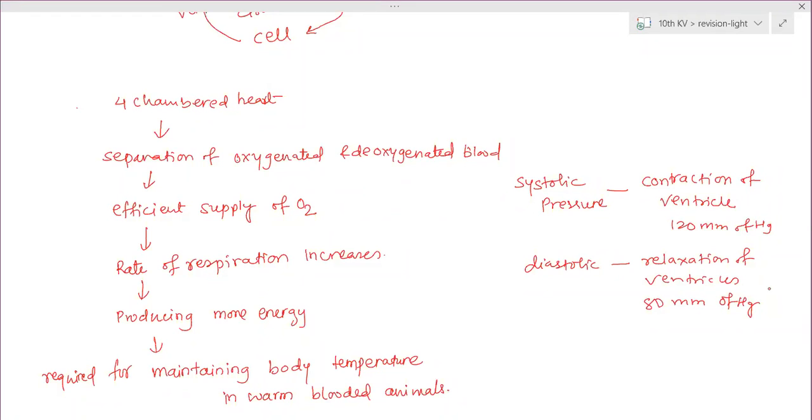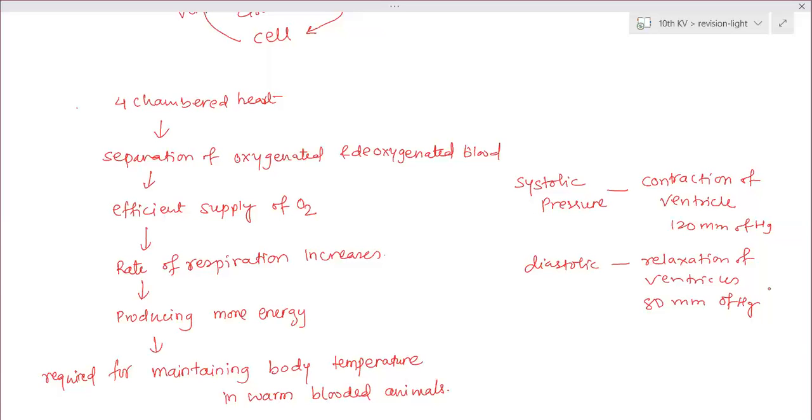Okay, and the functions of blood. What are the functions of blood? Carrying oxygen, with the help of hemoglobin present in RBC. Second, it carries carbon dioxide from the cells to the heart. Plasma helps in transportation of carbon dioxide.